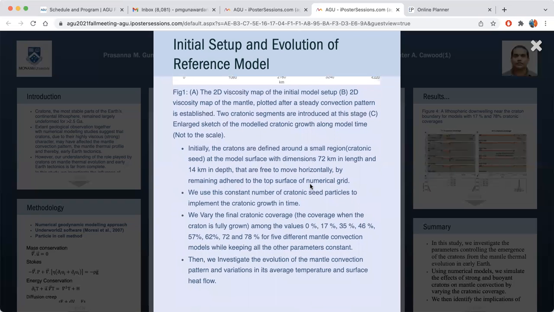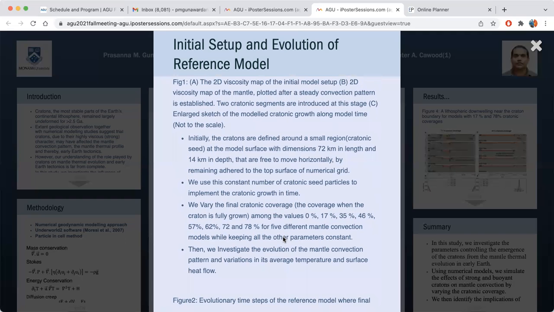The cratonic coverage is parameterized, and we give the values of 0, 70%, 35%, 46%, likewise up to 78%. We use these values as homogeneous as possible, but because of the challenges in numerical modeling and parallel running, we could only reach this set of values for the cratonic coverage. And then we measure the surface heat flow, Nusselt number, and the average mantle temperature in the model and try to identify its behavior.